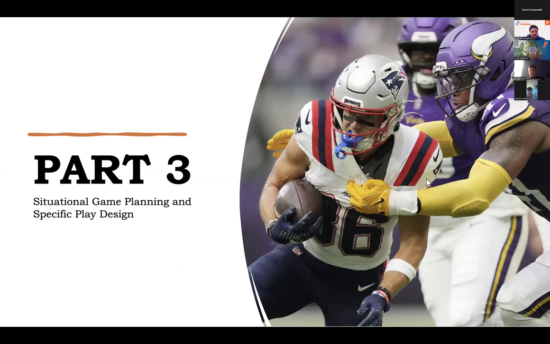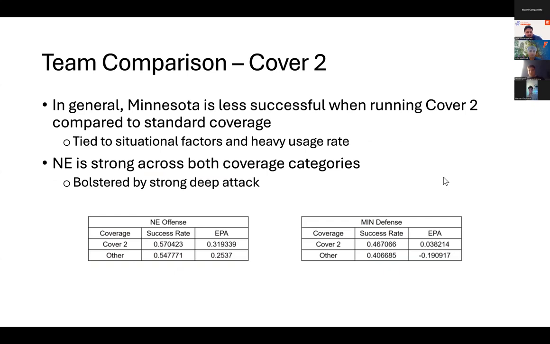All right, so moving into part three, we're going to be talking about our situational game plan. We chose the New England Patriots to go up against the Minnesota Vikings. Essentially, what these two charts are saying is that the New England offense is more effective when going against cover two, and the Minnesota defense is less effective, according to our analysis, when in cover two because their success rate is higher, because the offense is converting more first downs, essentially.